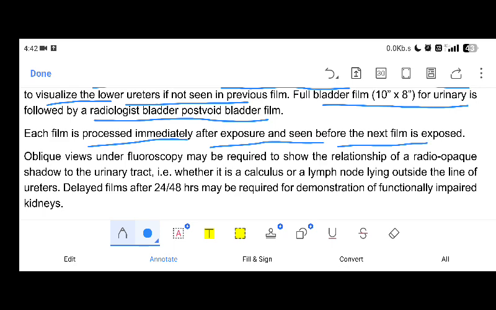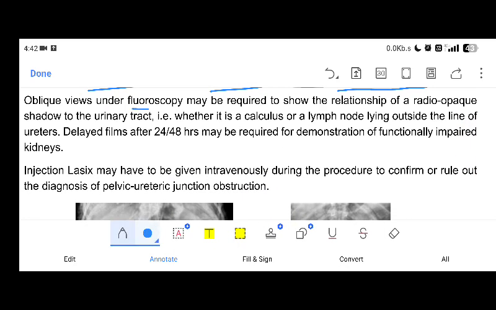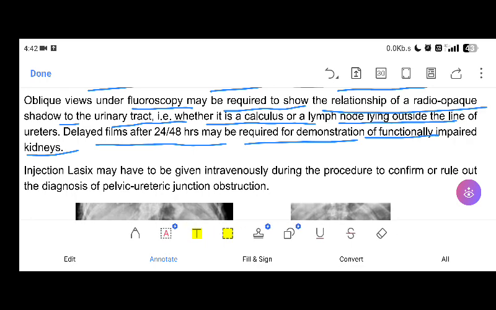the next film is exposed. And oblique views under fluoroscopy may be required to show the relationship of the radio-opaque shadows of the urinary tract, whether it is a calculus or a lymph node lying outside the line of the ureter. So delayed films after 24 or 48 hours may be required for the demonstration of function of the impaired kidneys.